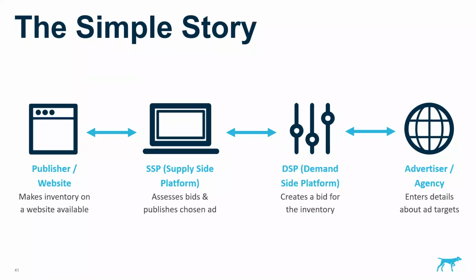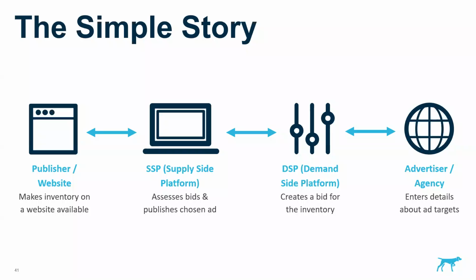That communicates to what's called an SSP, the supply side platform. That assesses bids and publishes a chosen ad. So where do those bids and ads come from? On the right, we've got the advertiser and the agency. They have details about their ad targets, who they want to be reaching. They put all that information into the DSP, the demand side platform. The demand side platform creates a bid for the inventory, sort of says how much they're willing to pay to be appearing in any given placement or within the inventory.